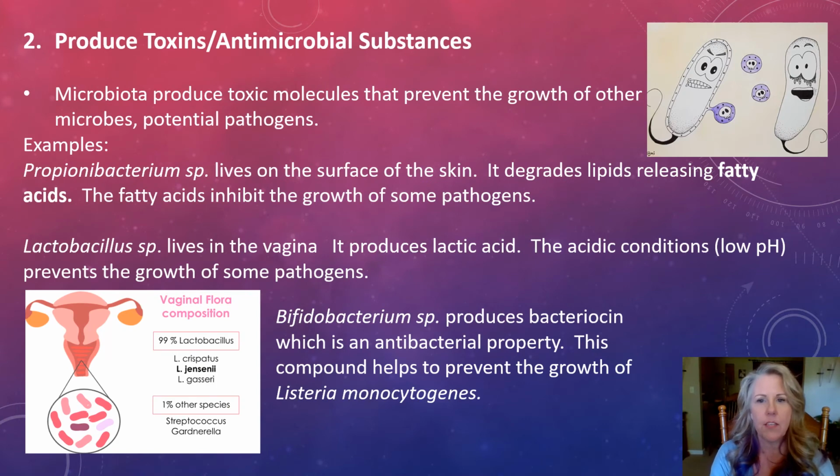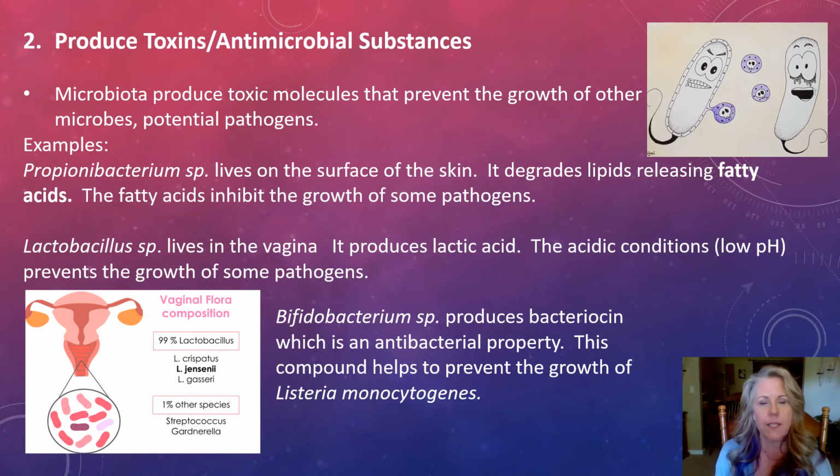Okay, now we're on to another way that our microbiota play a beneficial or protective role, and that is by producing toxins or antimicrobial substances. Let me explain that one a little bit. The microbiota produce toxic molecules that prevent the growth of other microbes and potentially pathogens. Let me give you some examples.